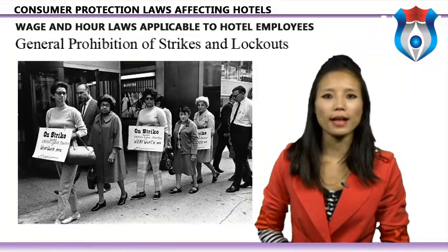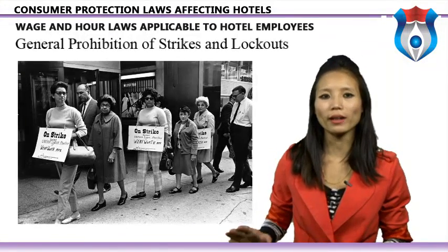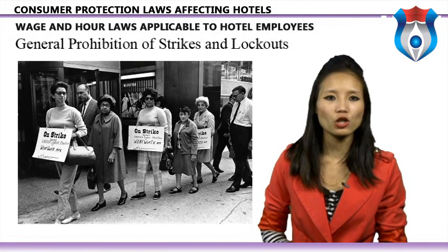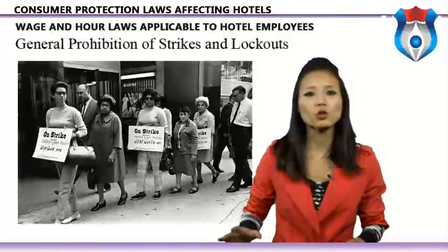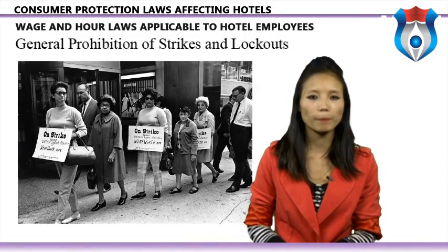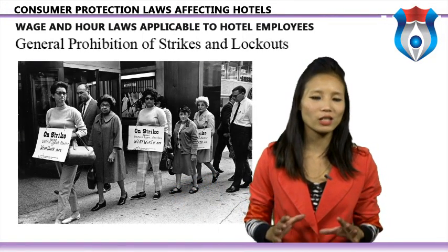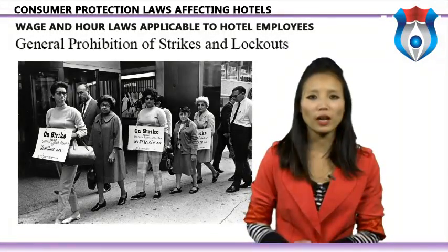General prohibition of strikes and lockouts. No workman who is employed in any industrial establishment shall go on strike in breach of contract, and no employer of any such workman shall declare a lockout: during the pendency of conciliation proceedings before a board and 7 days after the conclusion of such proceeding; during the pendency of such proceeding before a labor court, tribunal or national tribunal, and 2 months after the conclusion of such proceedings; during the pendency of arbitration proceeding before an arbitrator and 2 months after the conclusion of such proceeding where a notification has been issued; and during any period in which a settlement or award is in operation in respect of any of the matters covered by the settlement or award.